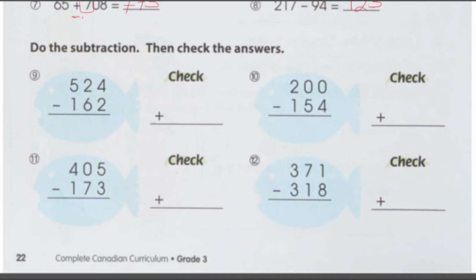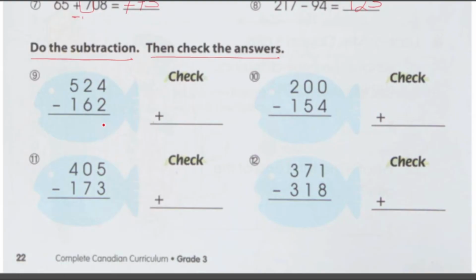Now we have to do the subtraction. Then check the answers by adding the subtrahend and the difference. If we get the result of this addition equal to the minuend, then our subtraction will be correct. So first of all, we have to do the subtraction.